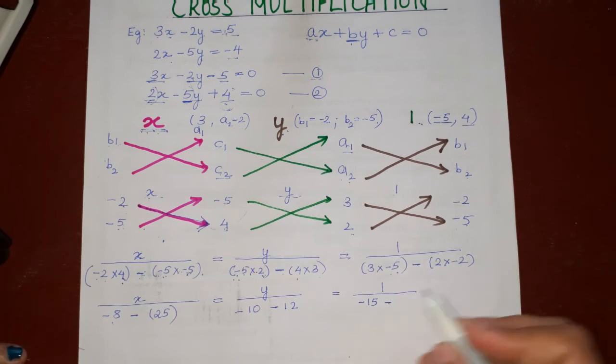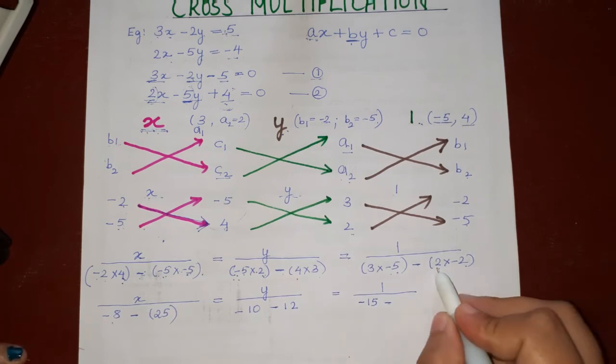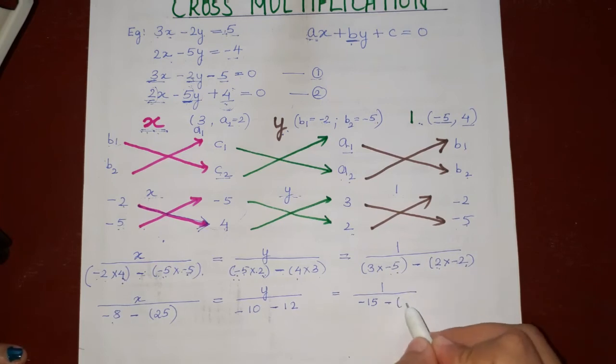Minus this minus 2 into -2 is 2 2s are 4 and minus. So I have to take that minus sign also. Now once we are done with this, according to the operation we are going to solve.